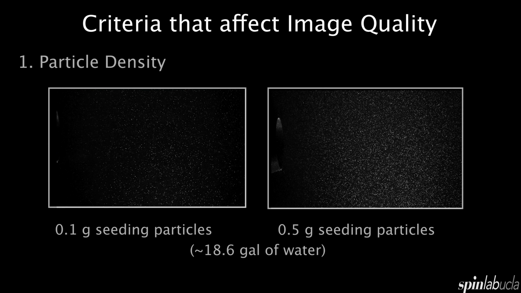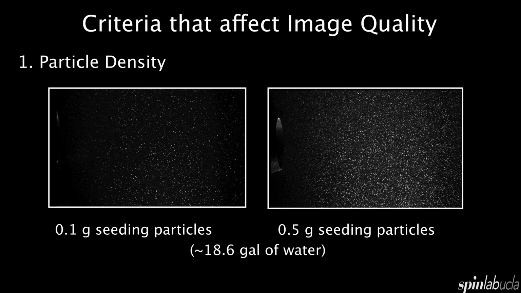Criteria that affect the quality of an image. The first parameter is particle density. This is determined by the volume of the water in the tank and the amount of particles added. Essentially, there needs to be particles in every pixel of each image.